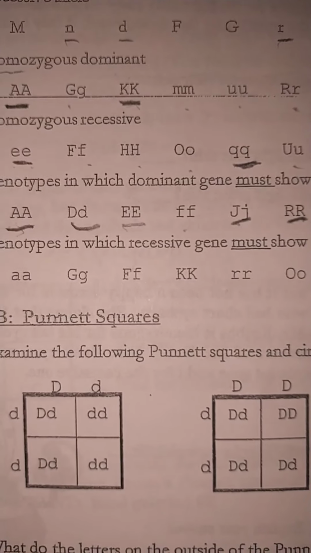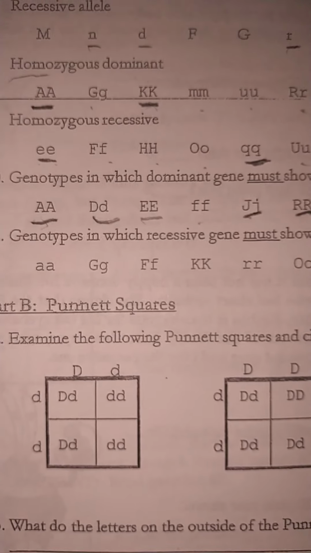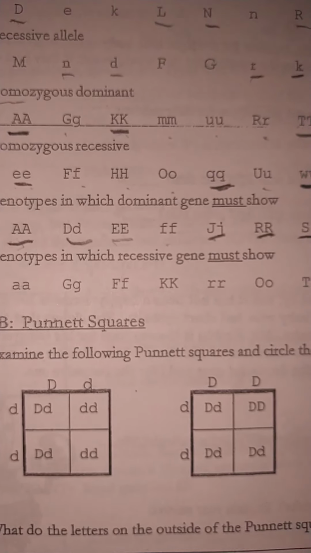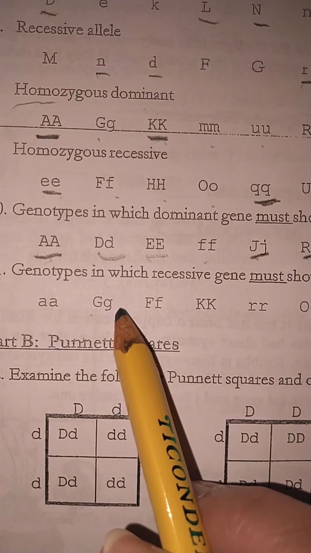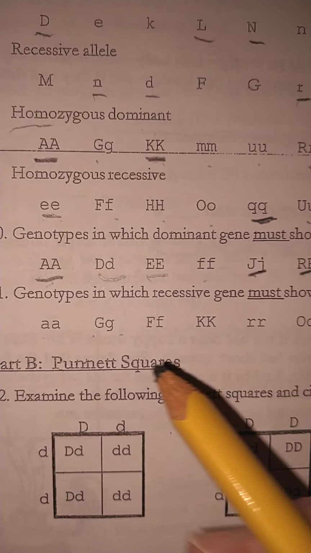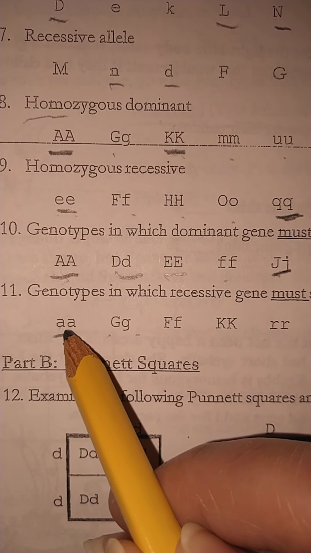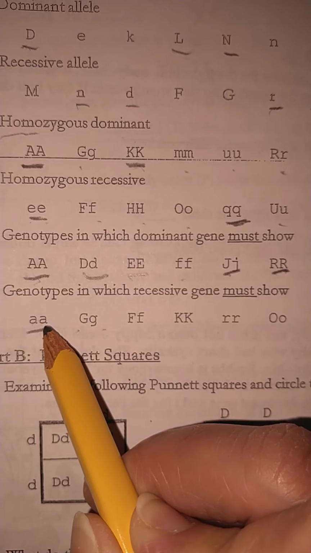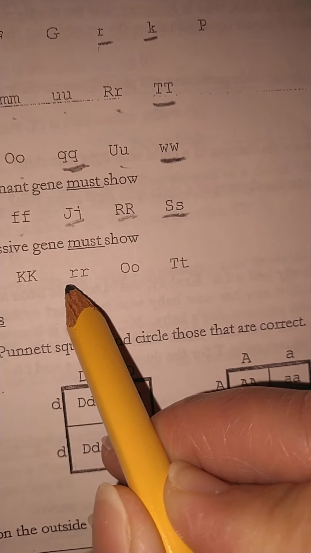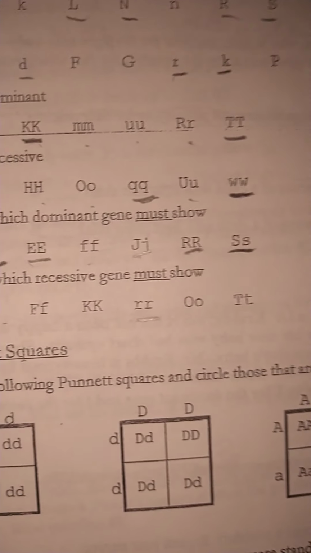Okay. Genotype where the recessive gene must show. Well, we just said that if there's a dominant allele, it's going to show up. So the only time the recessive allele will show is if there are 2 recessive alleles and no dominant alleles. So homozygous recessive is the only time that we will see a recessive trait show up.